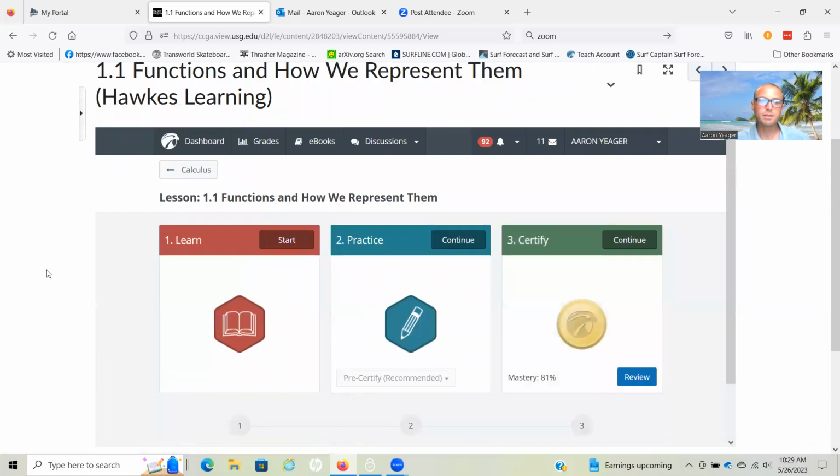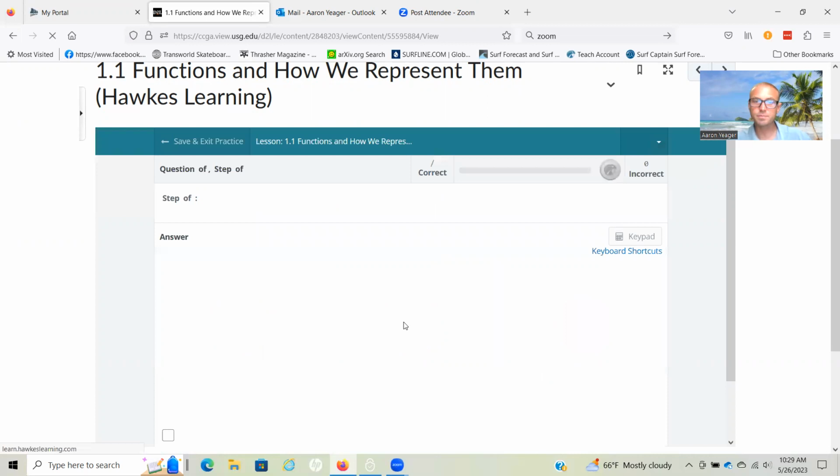Okay, and once you are here, this thing right here is the book. If you want to look at the book on this section, you would click that. This is the practice, and this is where you would practice the problems, and then here's where you'd actually do the homework. So the homework is set for 81%. So let's look at what practice is.